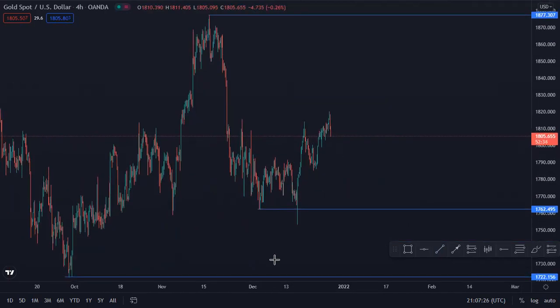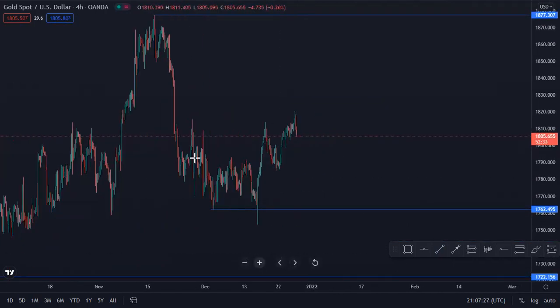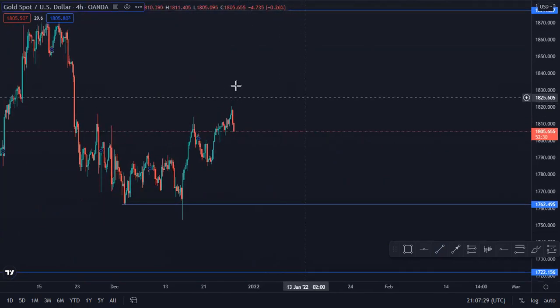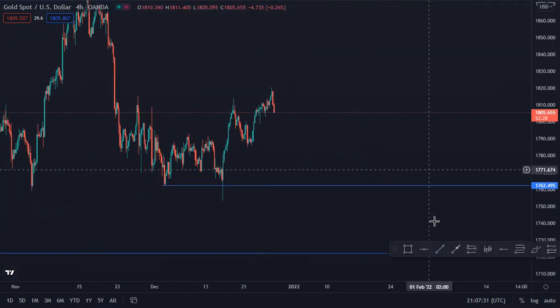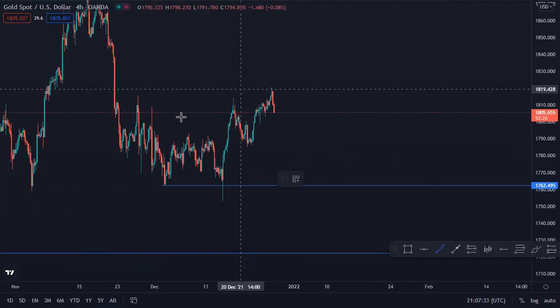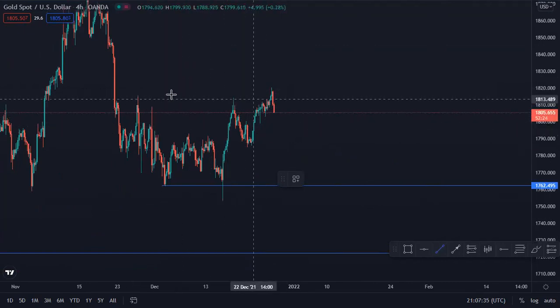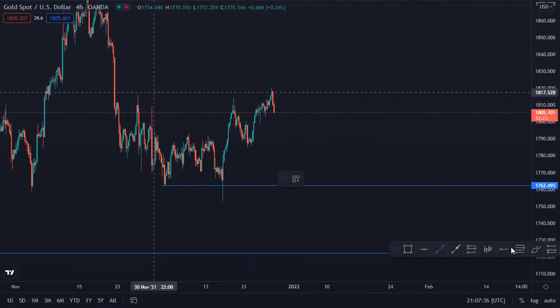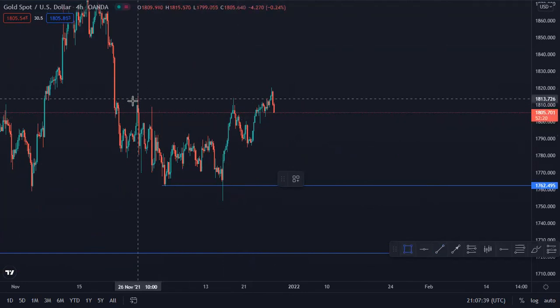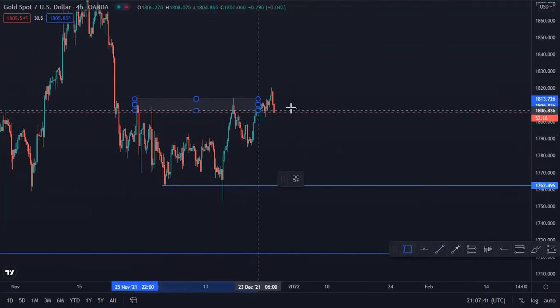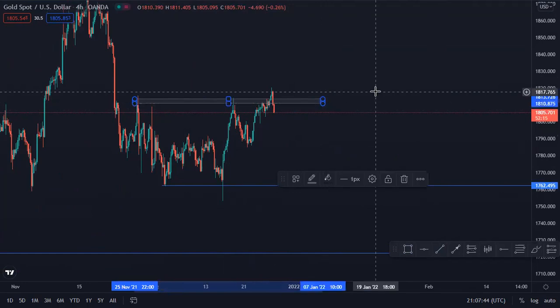So what we have here on gold, we can see that this is also another reversal pattern. Gold is also giving us another reversal pattern. So right here, I'm just going to mark this area as a resistance. As you can see, as a resistance.